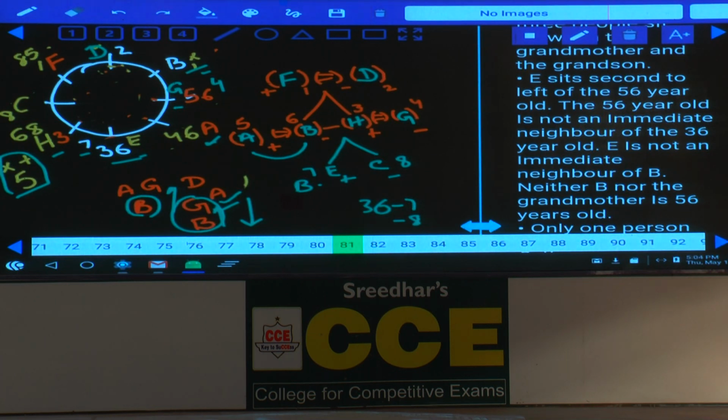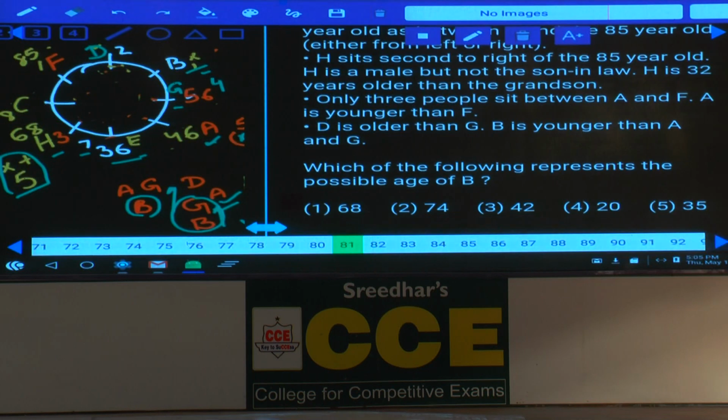Now what is the age of C? The ages of these persons were not given. Then which of the following represents the possible age of B? Possible age of B means more than A, isn't it? And lesser than E. More than A, more than 46, and in between 46 and 36. In between 46 and 36, tell me what is the answer here. In between 46 and 36, 42, that is choice 3.